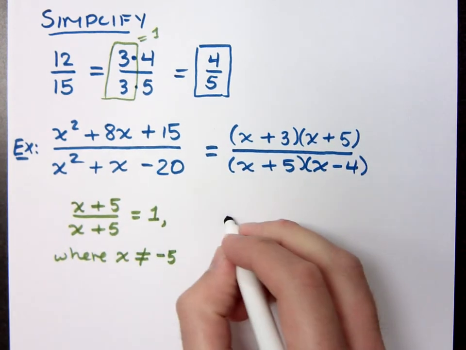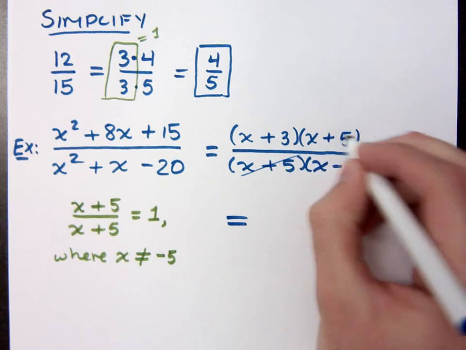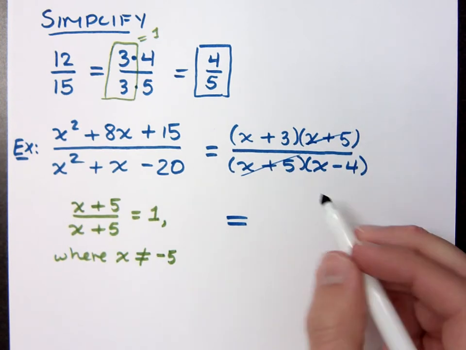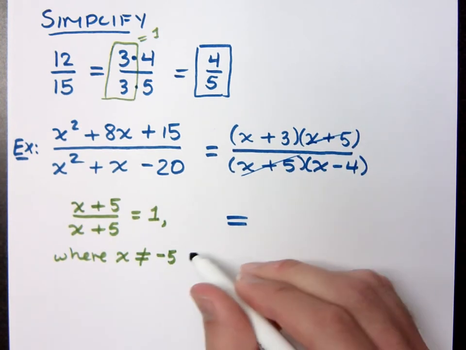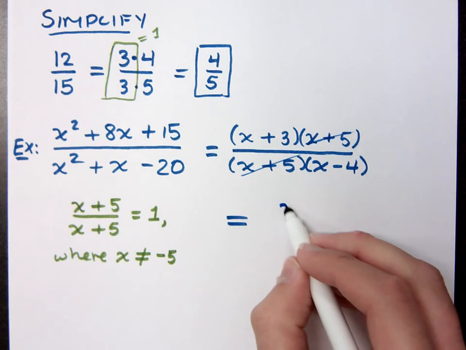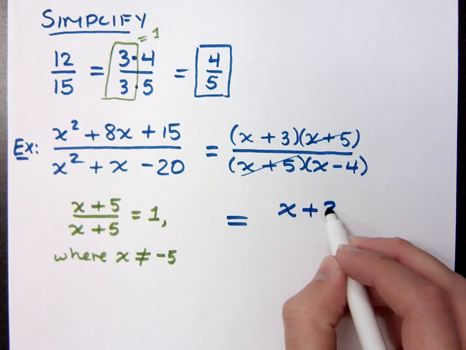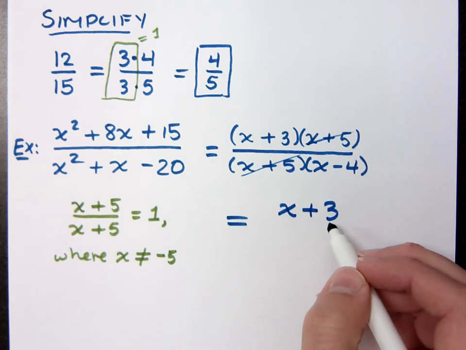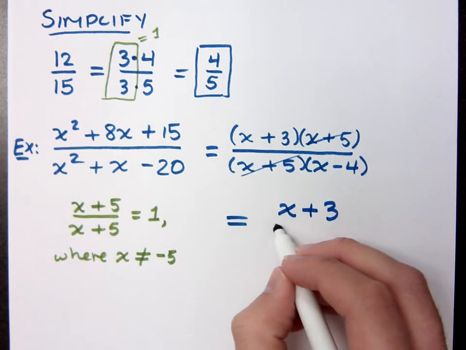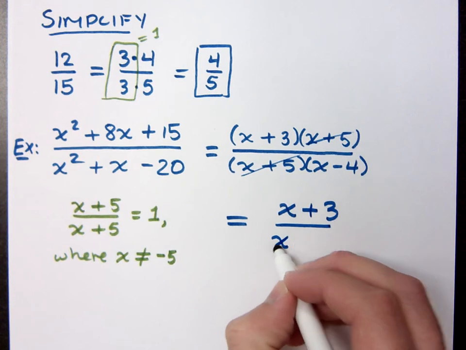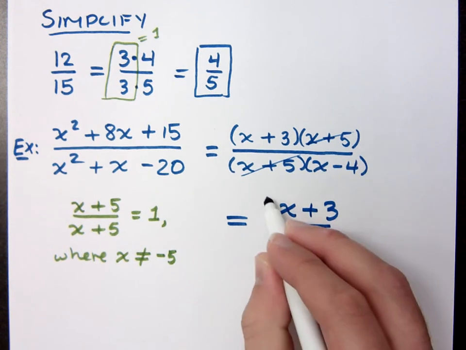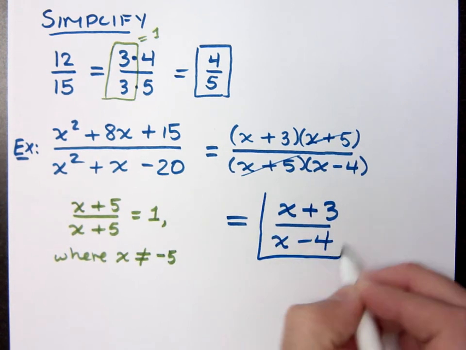So, I know that you guys like to just cancel these, but you need to understand that it equals 1 as long as we avoid that restricted value. So even though we don't always write our restricted values, we need to be aware of them. So this is our final answer.